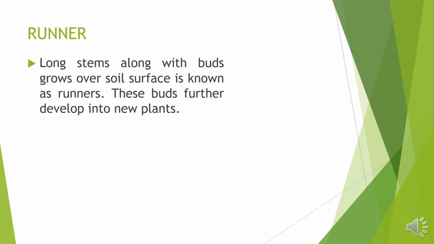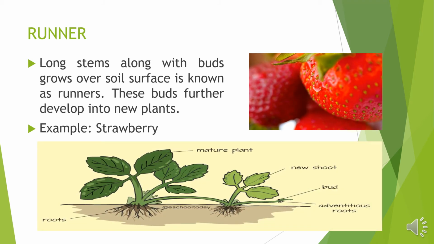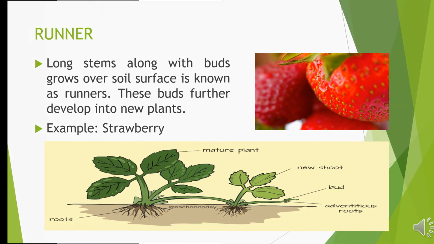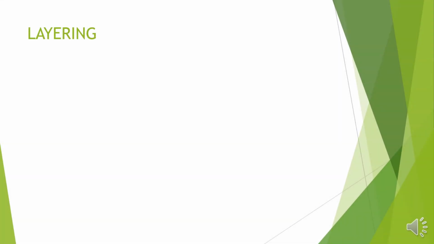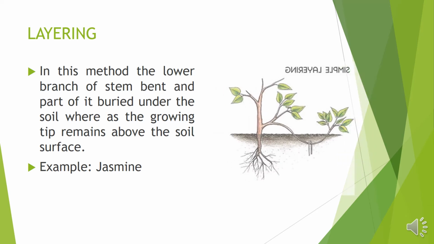Runners: long stems along with buds that grow over the soil surface are known as runners. These buds further develop into new plants. Example, strawberry. Layering: in this method, the lower branch of the stem is bent and part of it is buried under the soil, whereas the growing tip remains above the soil surface. The example of layering is jasmine.